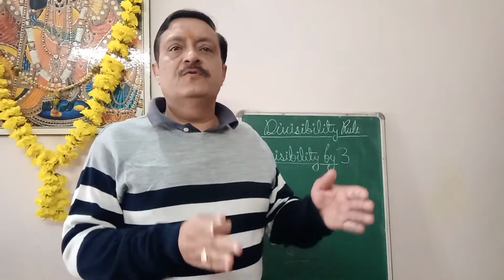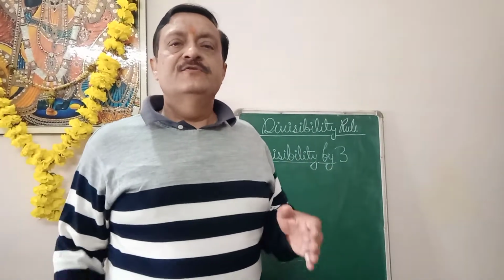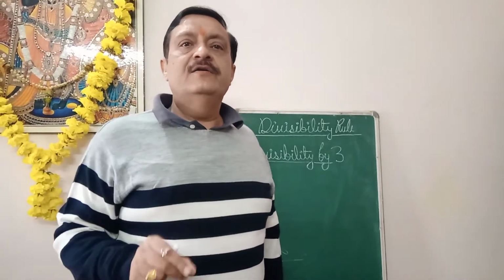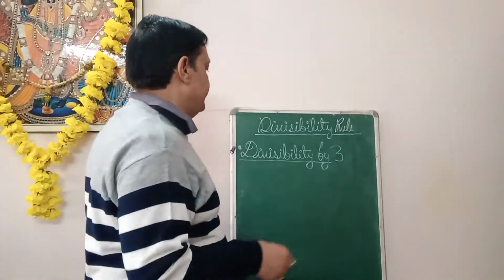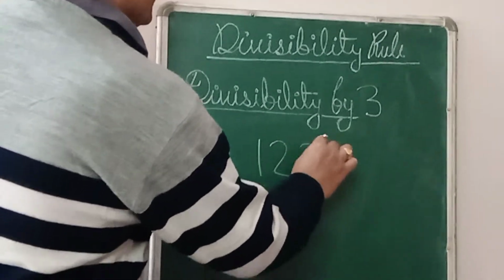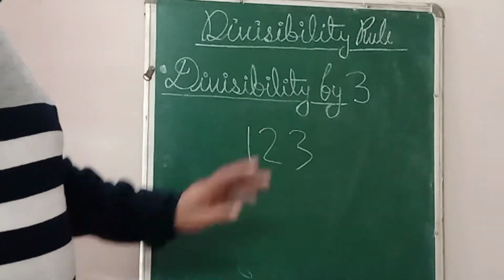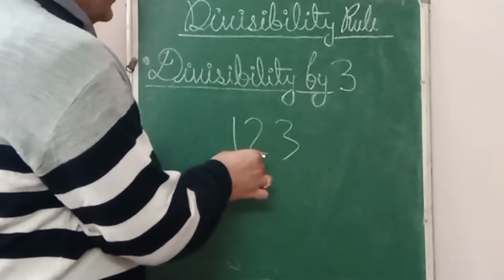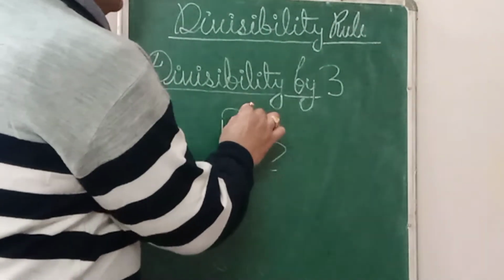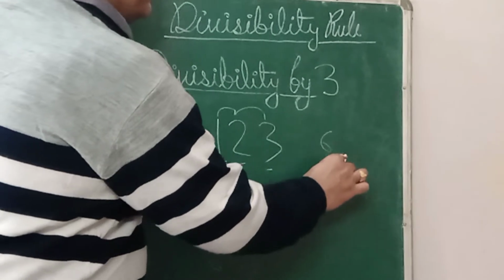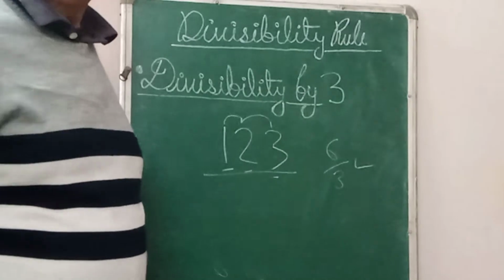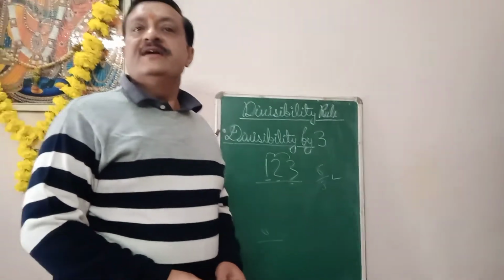हम लोग जिस नंबर को 3 से डिवाइड करना है उस नंबर की जो अलग अलग स्थानों पे जो संख्या है उसको आपस में ऐड करेंगे। जैसे let us take one example 123. This number is there. So we will add up 1, 2 and 3. 1 plus 2, 3, and 3 plus 3, 6, and 6 is divisible by 3. So this 123 is also divisible by 3.